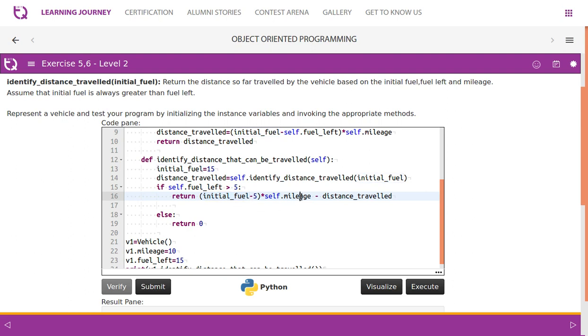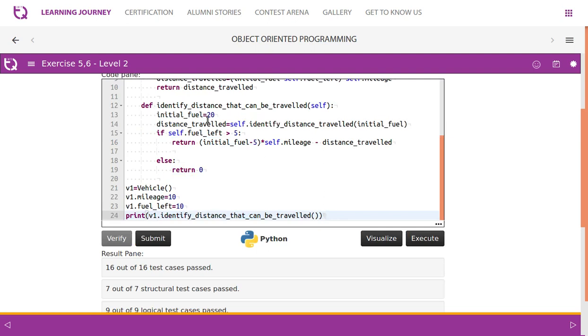So mileage is, we know, 10. So 10 into 10 becomes 100 minus distance traveled. Distance traveled is a local variable which will have the value returned from the identify distance traveled function. So for this example, distance traveled is 0. So we say it's 100 kilometers the vehicle can travel.